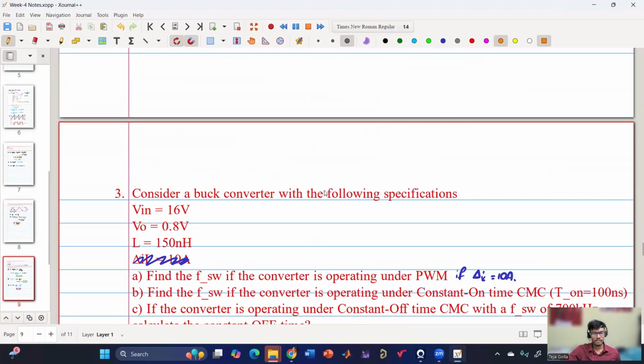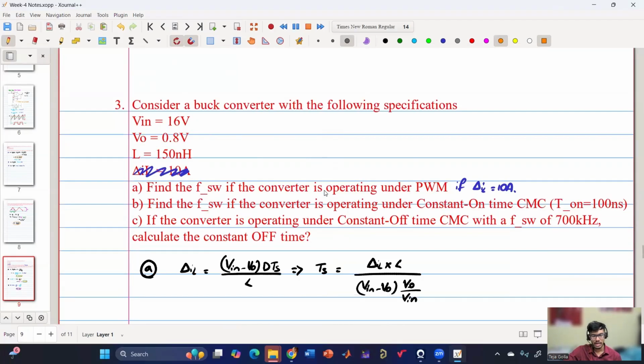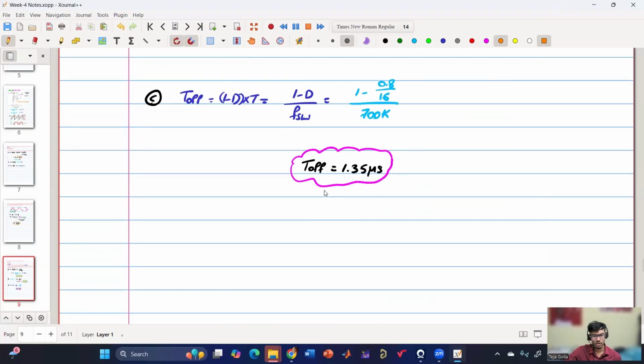And in the case of buck converter, I have given another question based on constant on time, constant off time, and PWM. In each of these cases, I have asked the switching frequency calculation. In the third case, I have given the switching frequency and I have asked what should be the constant off time. So based on the ripple and duty ratio, on time and off time expressions, we have solved this problem.